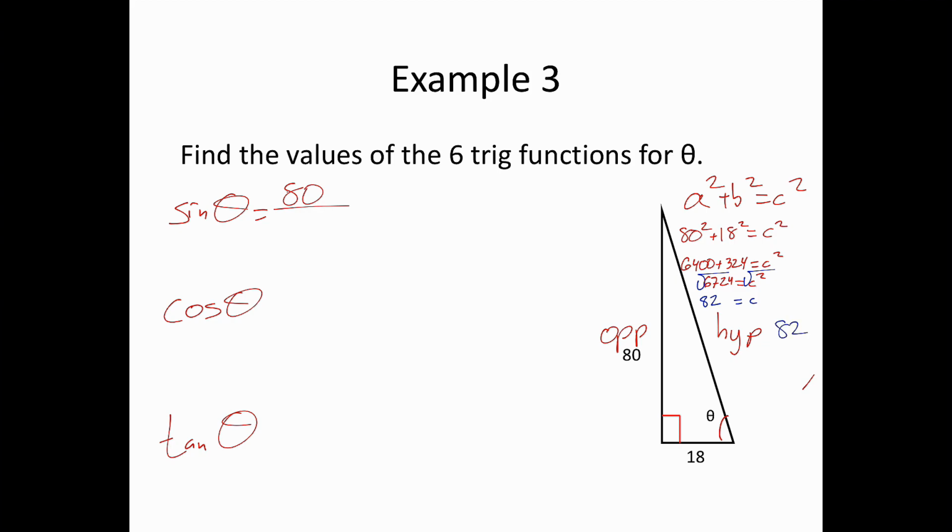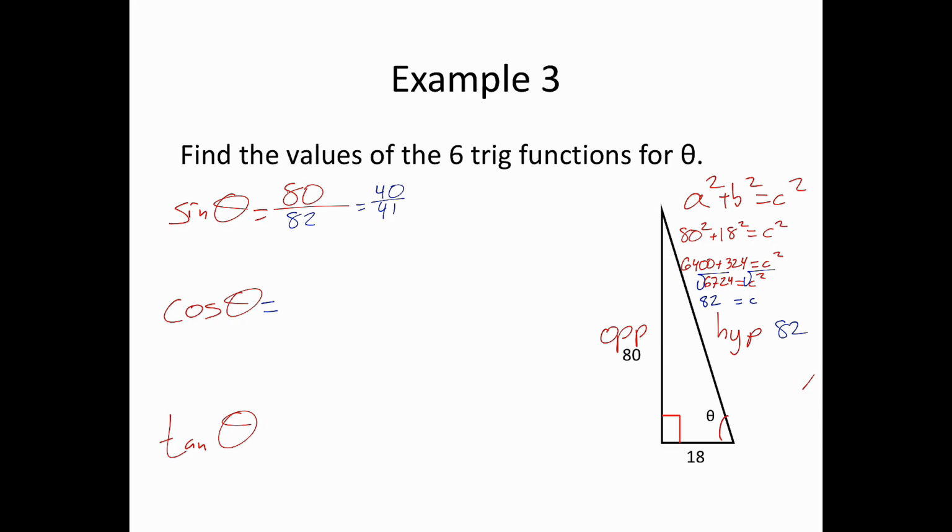Folks, calculators are your friends. I didn't do that in my head. In fact, I'm looking at my old answer key, just because that's a large square root. So we got 80 over 82. Now, both of those are reducible. We can divide both of those by 2, and we get 40 over 41.